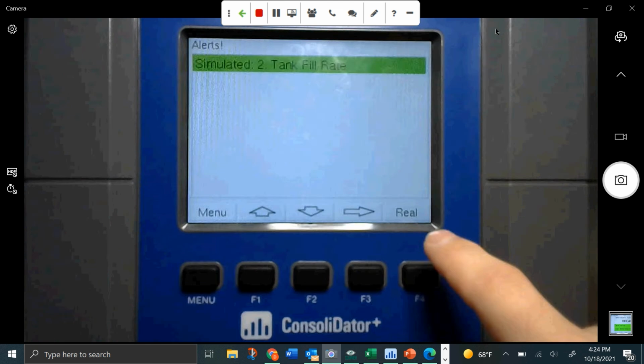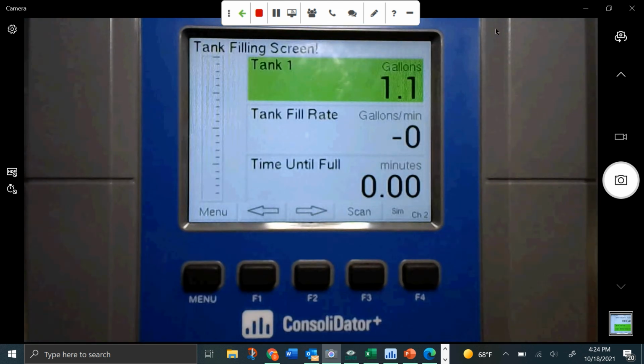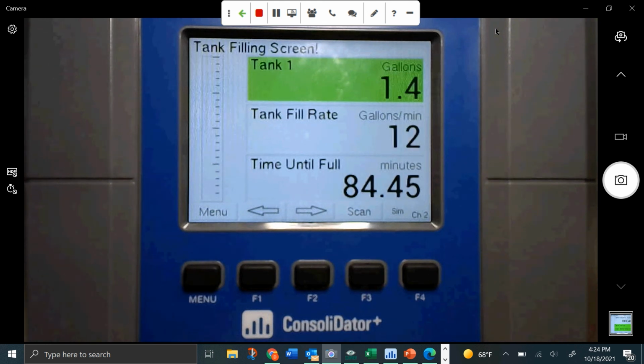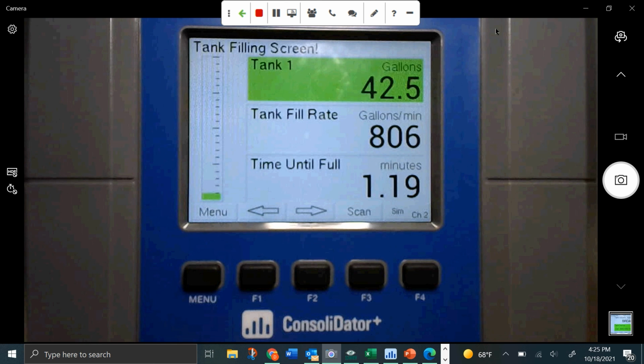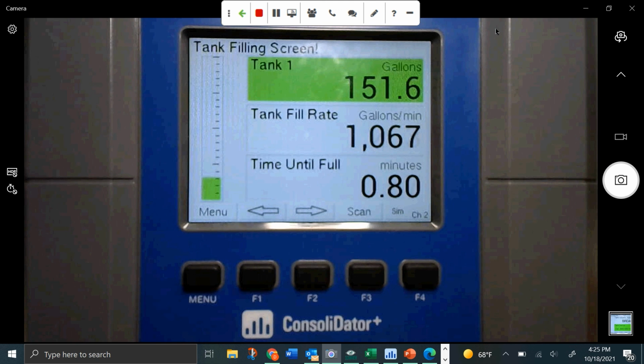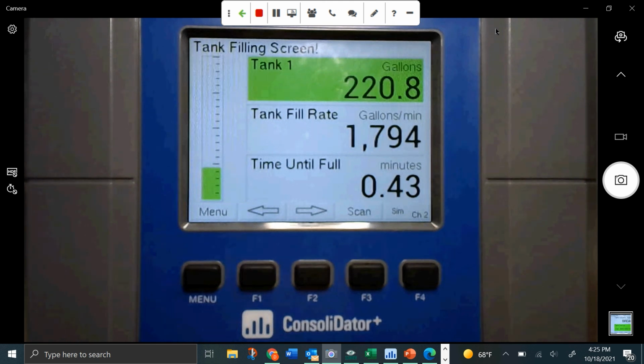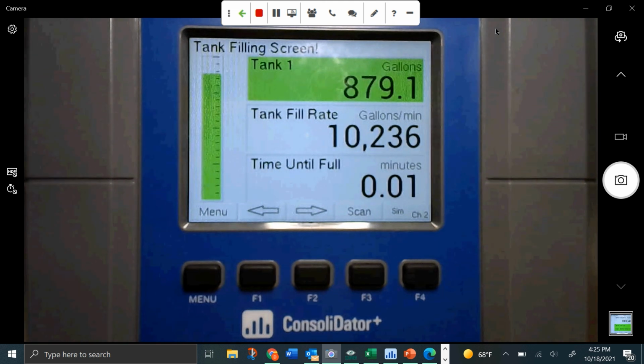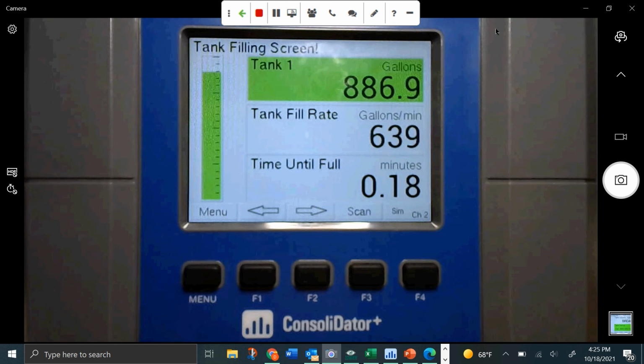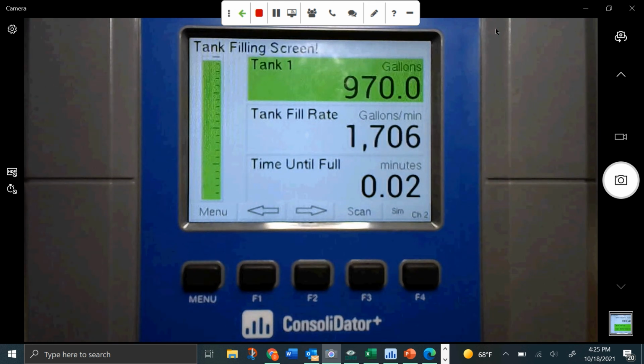I'm going to take that off of the simulate function, and now I'm basing this off just my raw 4 to 20 signal. As the level increases, you'll notice that as my fill rate varies, which could happen, and as the amount of volume in the tank varies, my time until full updates accordingly. So even if I shoot this all the way up here, our time adjusts. You see that? Until we get all the way to the top, and now it's close to 0 minutes because we're already at the top.